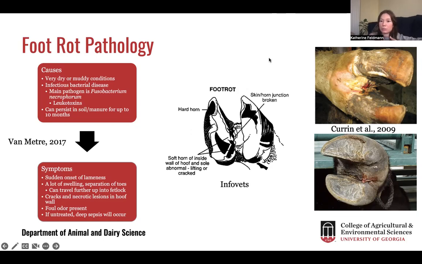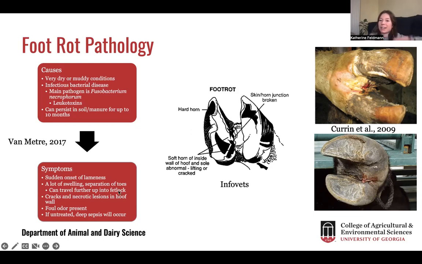As foot rot progresses, we're going to see a breakdown in the hoof walls. There'll be cracks and necrotic lesions. In this diagram, you can see you have your broken skin horn junction, and then there's hard horn, which is the normal region, but then that soft horn, you're going to start seeing abnormalities, which is lifting or cracking in that sole as that necrosis sets in.